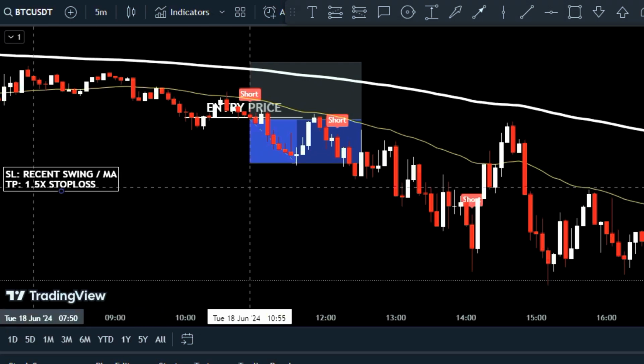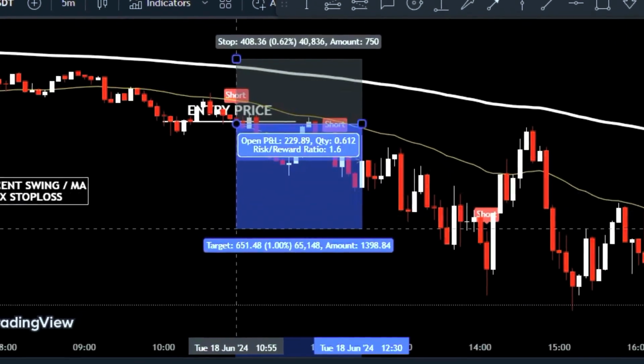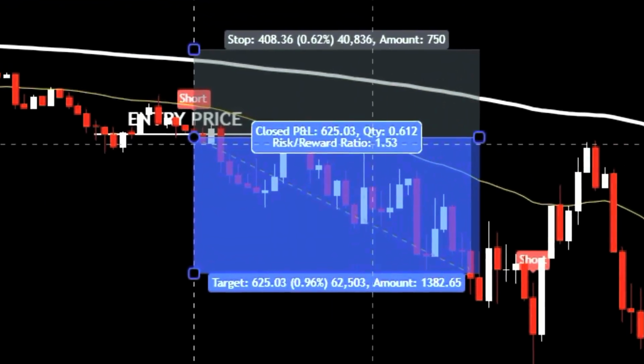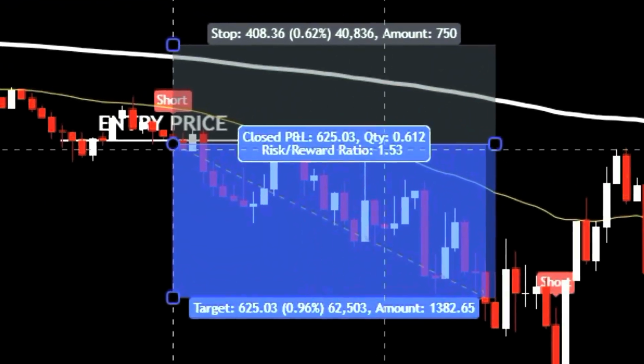Alright, now that your risk is managed, let's discuss setting a profitable trade target. You can do this by setting the target 1.5 times the distance between the entry level and the stop loss level. This way, you're aiming for a risk to reward ratio of 1 to 1.5.